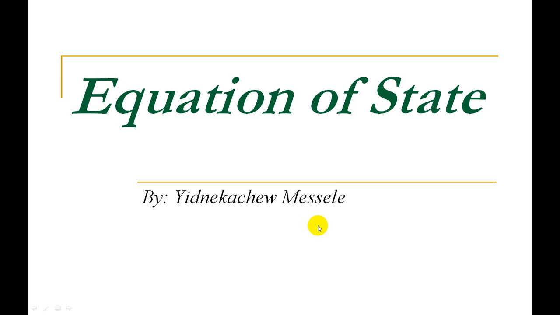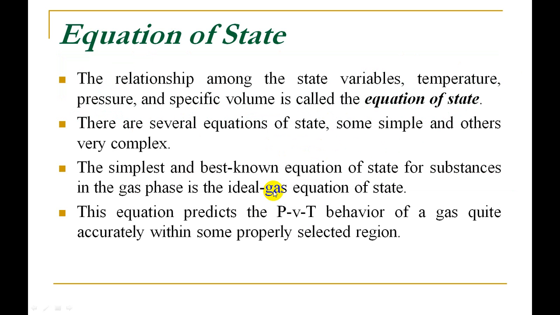Welcome to the thermodynamics course. Equation of state is the last topic of chapter 2. The relationship among state variables, that is temperature, pressure, and specific volume, is called the equation of state. Using this equation of state, we can relate temperature, pressure, and specific volume. There are several equations of state. Some of them are simple and others are very complex.